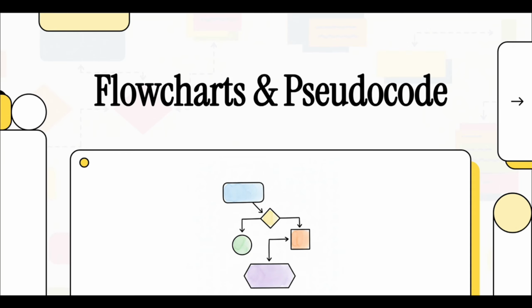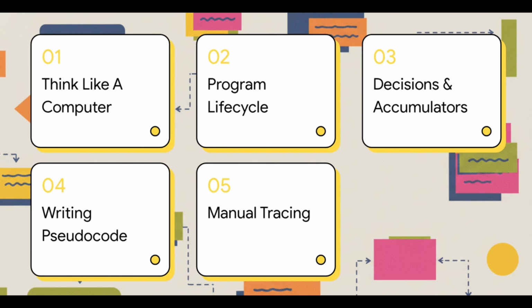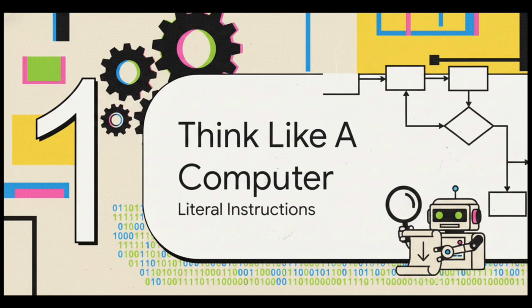Let's get into it. Here's the roadmap for this explainer. 1. Thinking like a computer. 2. Visualizing the program lifecycle. 3. Decisions and accumulators. 4. Writing logic with pseudocode. And 5. Testing through manual tracing.